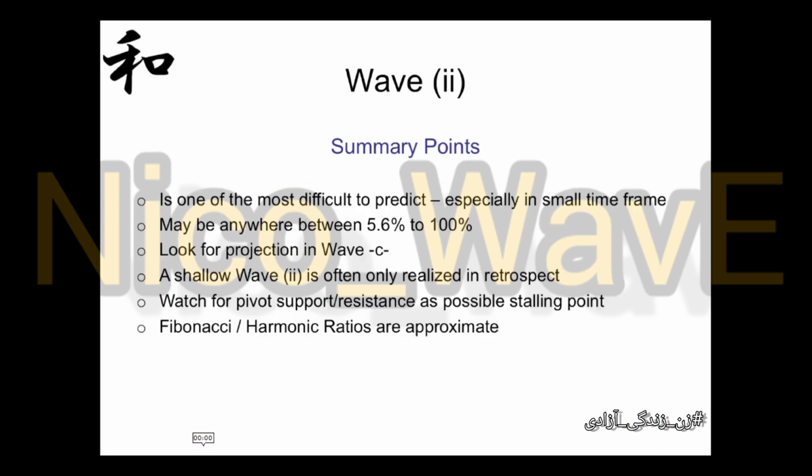Finally, to the summary points. Now, wave 2s are one of the most difficult to predict, especially in a smaller time frame, a lower time frame such as a 5-minute market. They may be anywhere between 5.6% to 100%. And in advance, before it starts, we do not know which ratio is going to work.